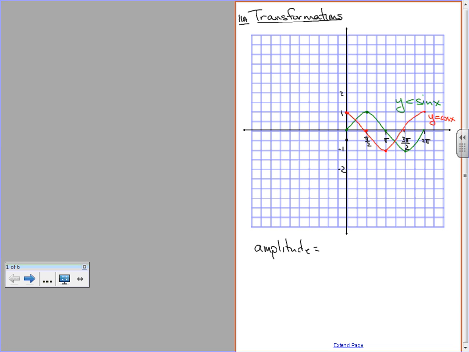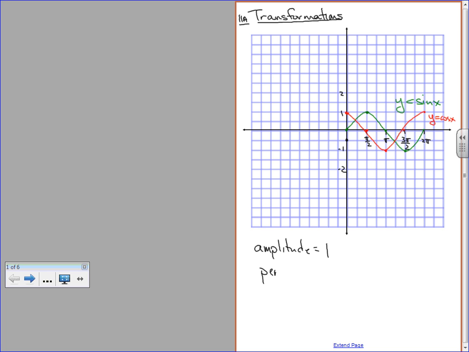Okay, so we're going to be transforming the primary graphs. So the red graph is the cosine curve, the green graph is the sine curve. We're going to be putting them through transformations and then finding the new amplitude, the new period, the phase shift, and the vertical translation. So remember that the amplitude is a distance. It's the distance between the highest point and the lowest point divided by 2. So the amplitude of the untransformed sine and cosine curve is 1.